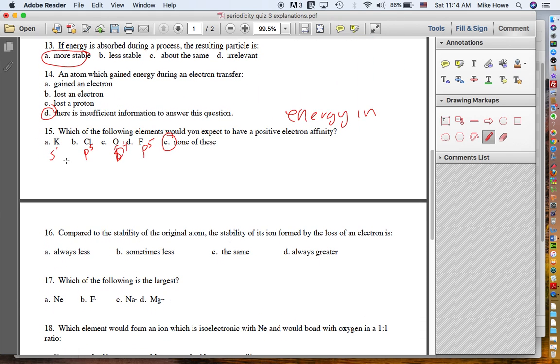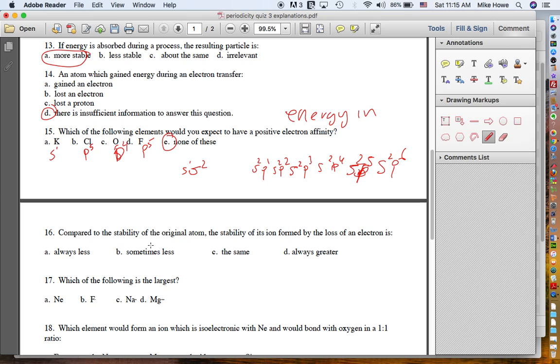Now, I'm hoping you remember what S1, P5, and so on means. The first column is S1, then the second column is S2. You skip all the short rows. Then it's S2P1, S2P2, S2P3, S2P4, S2P5, and S2P6, like that. Those are the main rows. So you can only have 8 in the outer shell, 6 and 2.